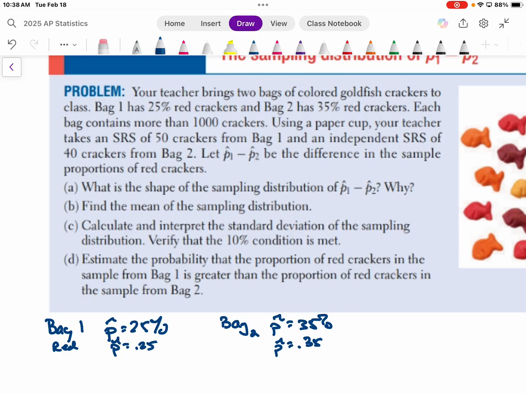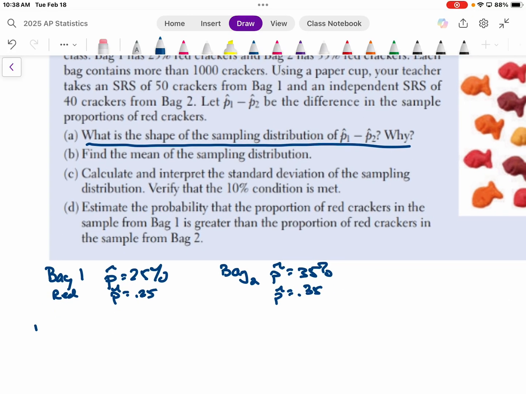Each bag contains more than 1,000 crackers. Using a paper cup, your teacher takes a simple random sample of 50 crackers from bag 1 and an independent simple random sample of 40 crackers from bag 2. Let P1 hat minus P2 hat, so bag 1 minus bag 2, be the difference in the sample proportions. What is the shape of the sampling distribution and why? All right, let's walk through it. Did they give us a graph? They don't give us a dot plot, do they? So this is where we say, is it approximately normal?